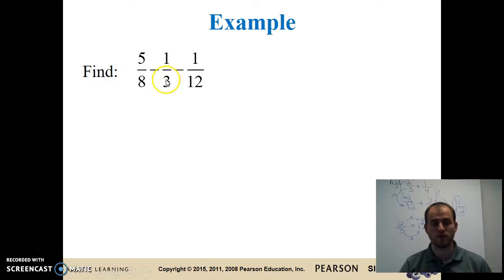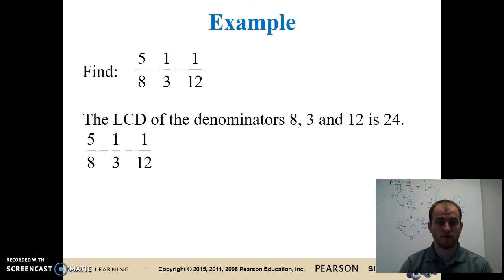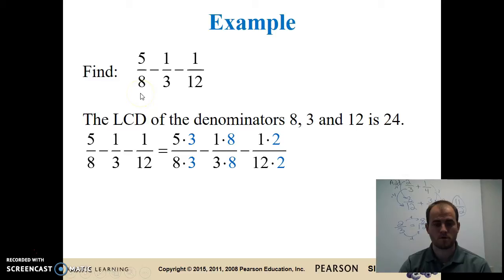Does 3 go into 24? Yes. Does 8 go into 24? Yes. So 24 is my least common denominator. Write them all over 24. So to write the first one over 24, you'd multiply by 3. You'd get 15 over 24.